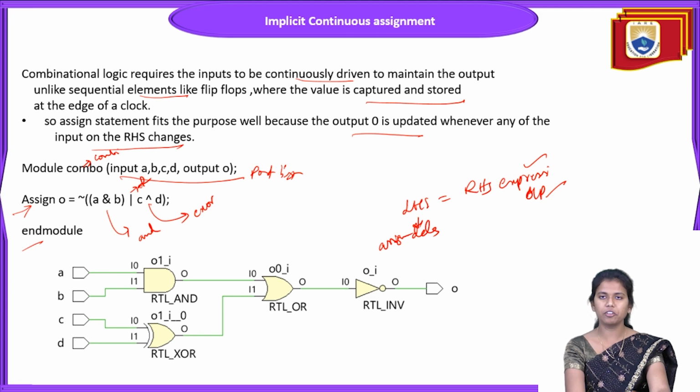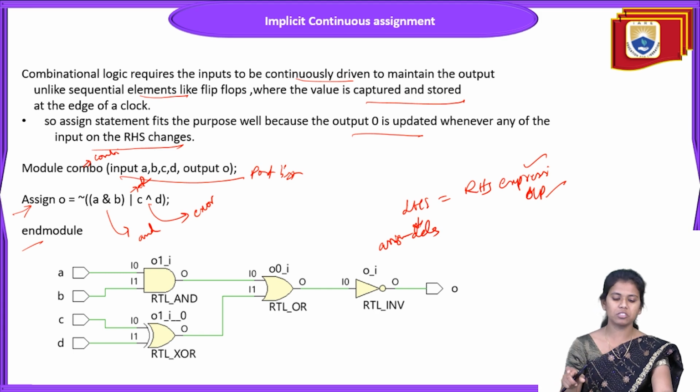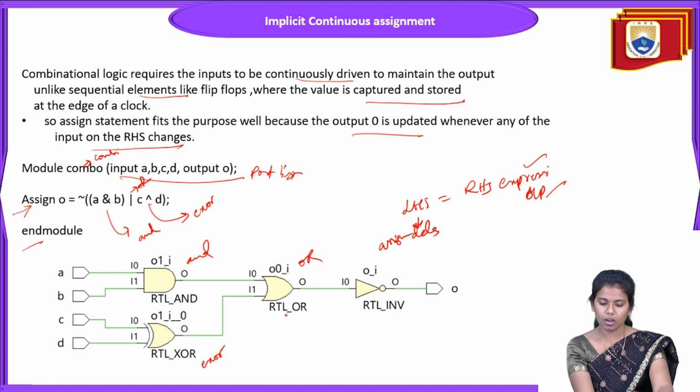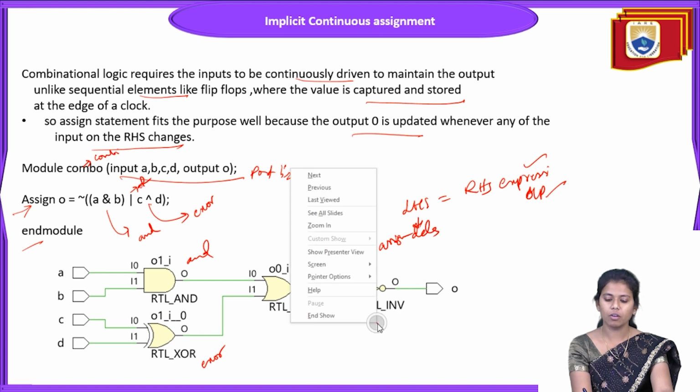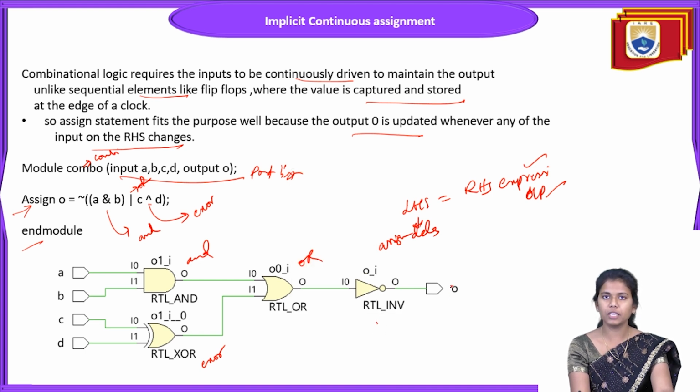If you observe how the implicit continuous assignment takes place in the combinational circuit, for example, in this example you have an AND gate, XOR gate and OR gate. The output of the AND gate is given as one of the inputs to the OR gate. And the output of the XOR gate is given as the other input to the OR gate. And from there, the output is given to the inverter, the NOT gate. And from there, the output is observed.